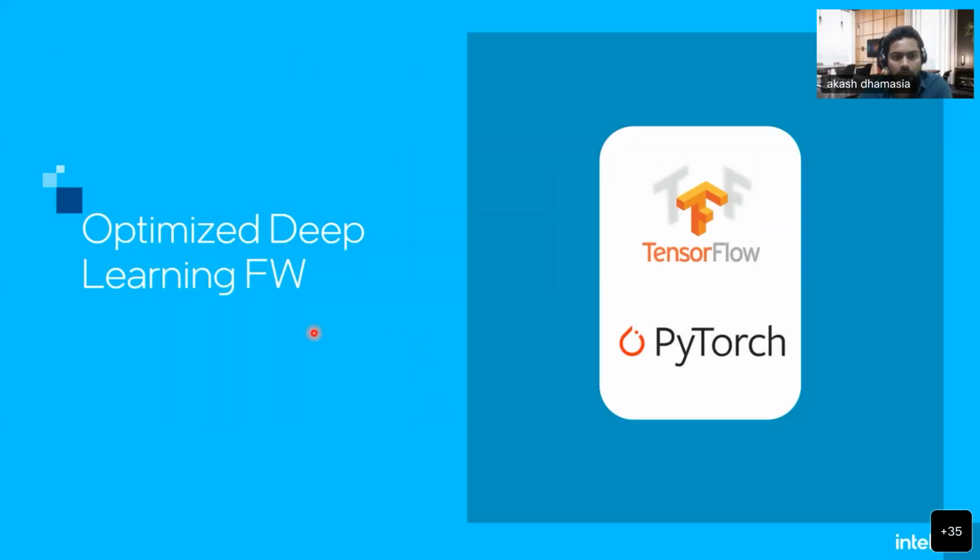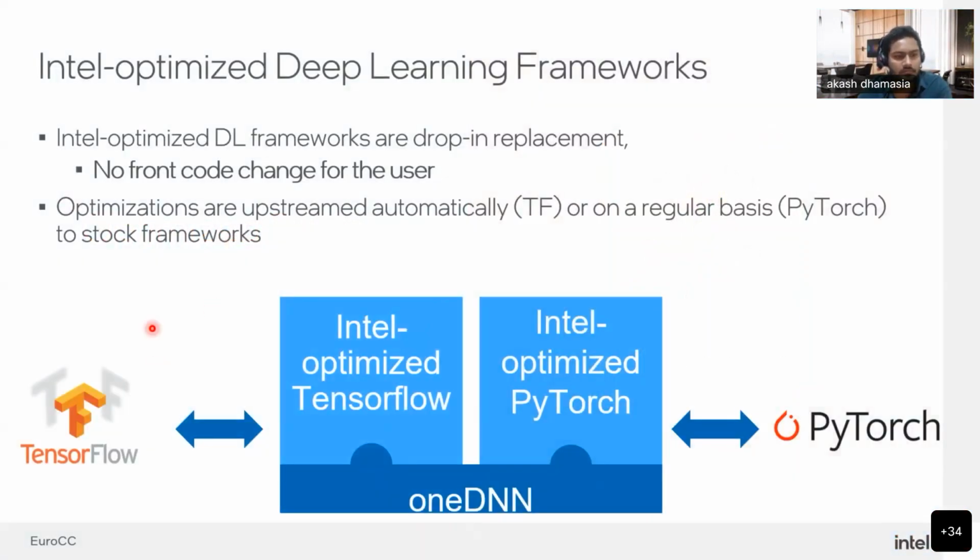Now I'm going to talk about the deep learning frameworks, which are very common in today's world. Everyone is normally using TensorFlow and PyTorch to develop their AI/ML applications, and at Intel we are optimizing these frameworks. So we have Intel optimized TensorFlow and Intel optimized PyTorch. In the backend, both these frameworks are optimized using the oneDNN library, which is a low-level library Intel uses to make your application faster and sometimes more accurate.